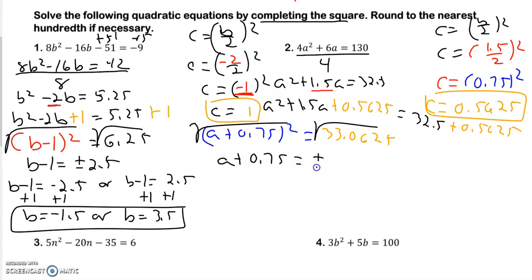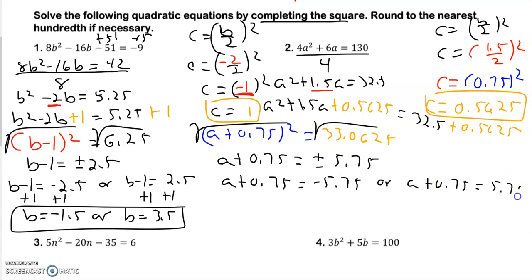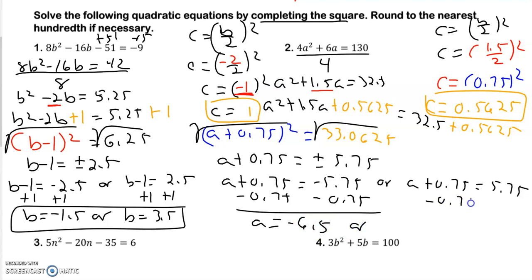At this point, I take the square root, and then this goes away, and you get a plus 0.75 equals plus or minus 5.75. Then I do a plus 0.75 equals -5.75, or a plus 0.75 equals 5.75. Then I subtract 0.75, and I get a equals -6.5, or I subtract 0.75 and a equals 5.